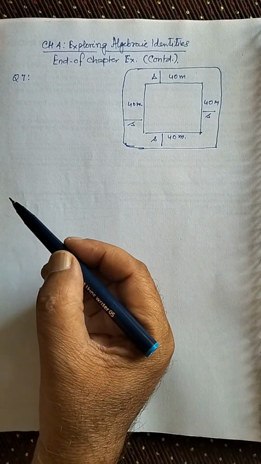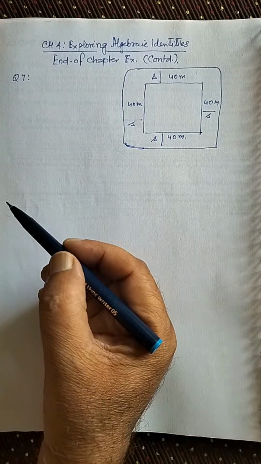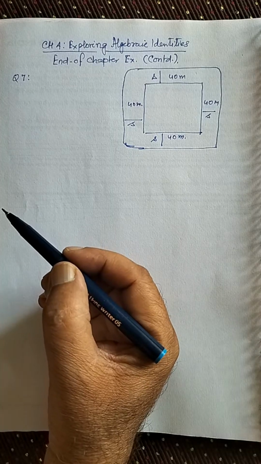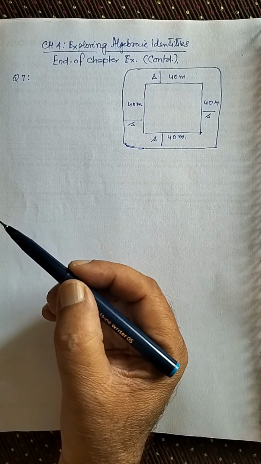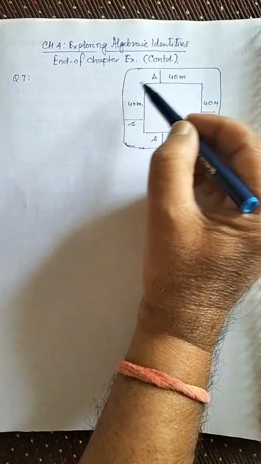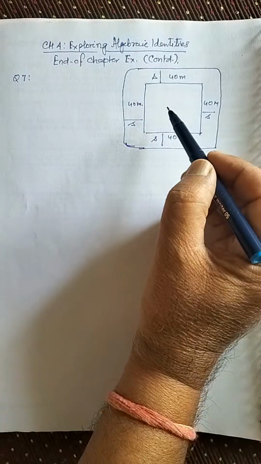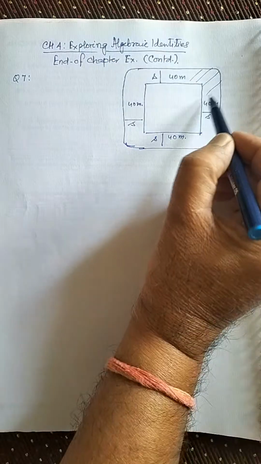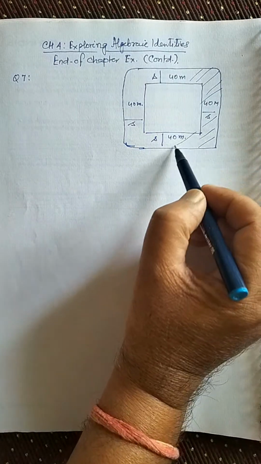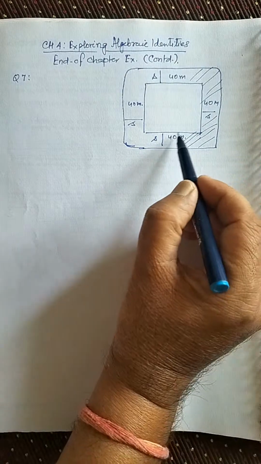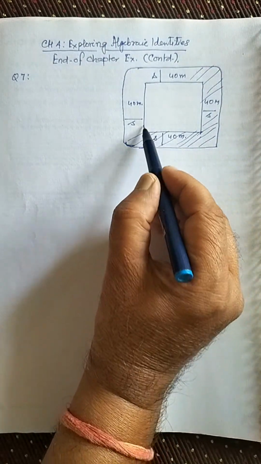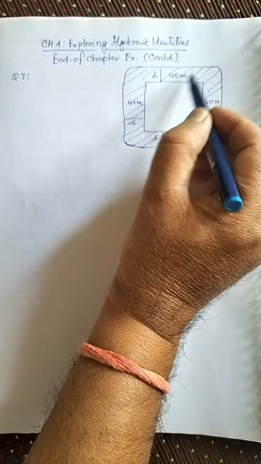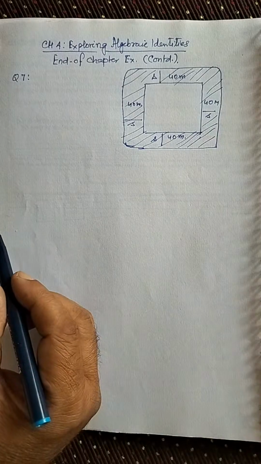Now what he wants: find an expression for the area of the path in terms of s. You have to find an expression for the area of the path only, not the square, only the path, that is this portion. Not exactly the constant area, the expression. It is very simple.